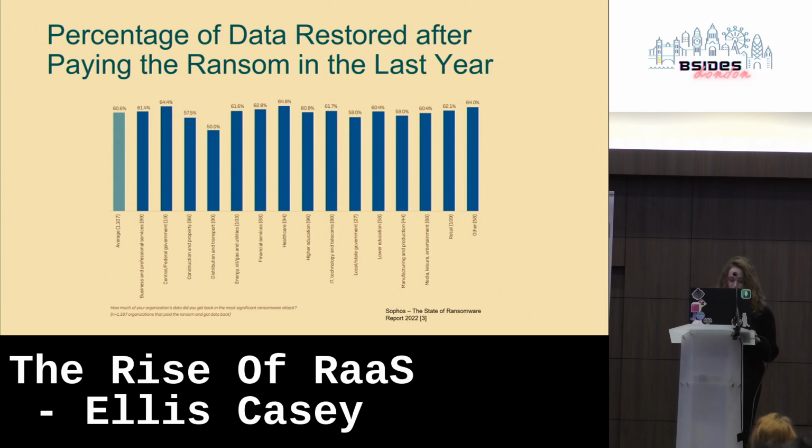This graph shows the percentage of data restored after companies across various sectors pay the ransom. Across all industries, an average of only 60.6% of company data was restored after the most significant ransomware attack.